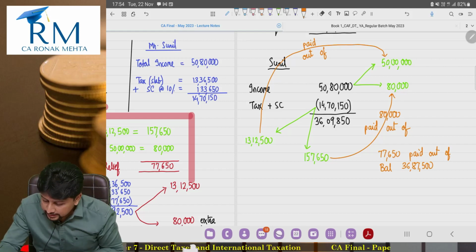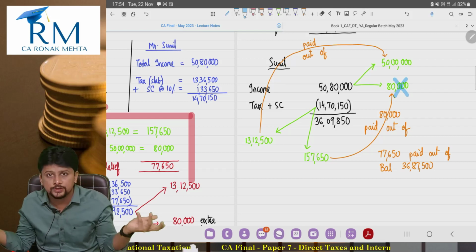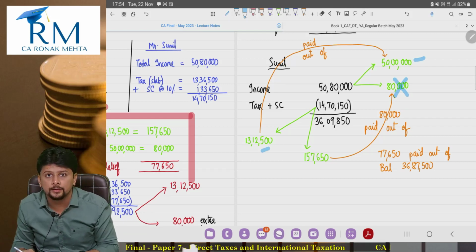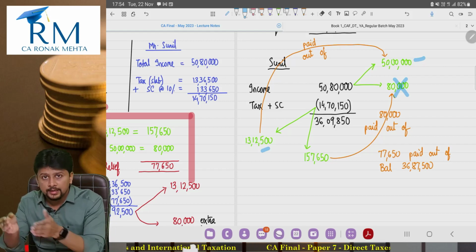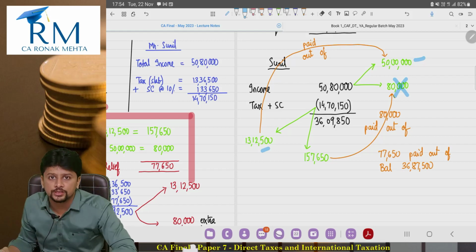But that balance 77,650. Now, how does he pay that 77,650? Obviously, if you understand, 80,000 is finished. So he will have to pay it out of this 50 lakhs minus 13,12,500. Which means that Sunil is having less money with him after tax. This is because of surcharge.